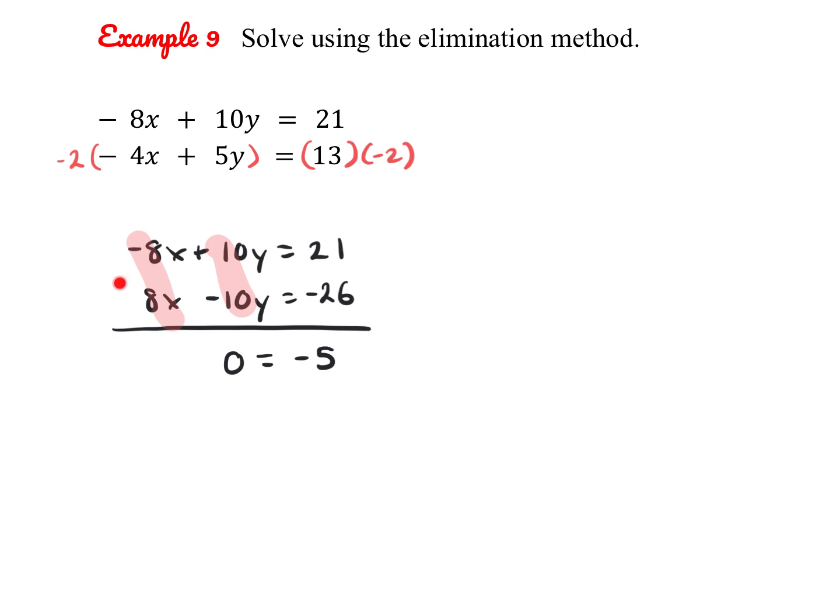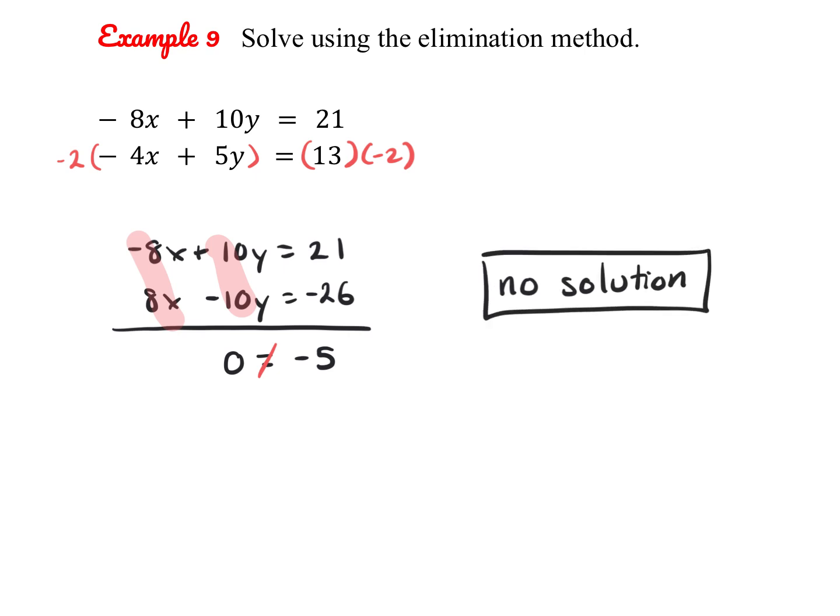So here we have another case where both of my variables disappear, but I'm left with an untrue statement. 0 is not equal to negative 5. So if you ever have a case like this, it means that there is no solution to our system, and that will happen sometimes. So again, if you get something like 0 equals 0, it means infinite solutions. If you get 0 equals a different number, it means no solution.